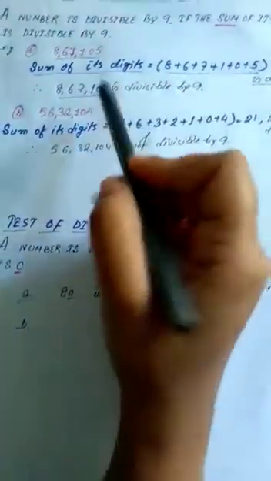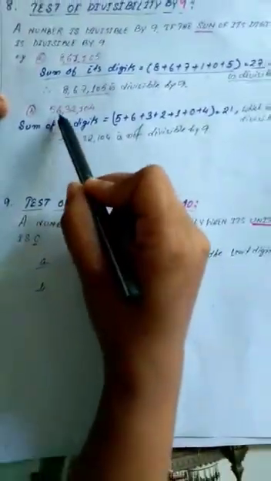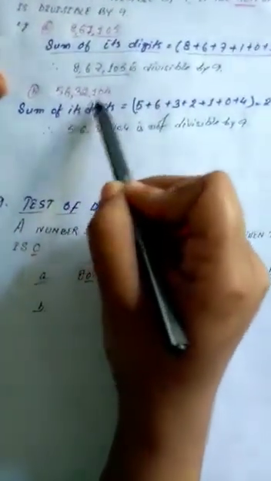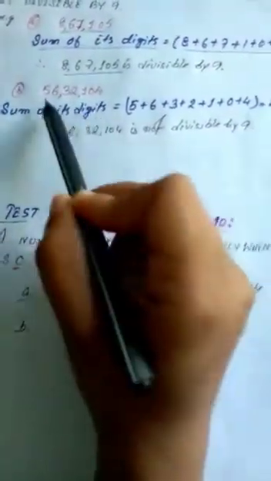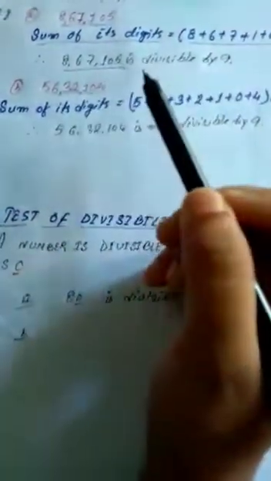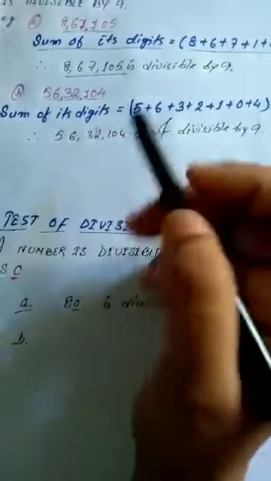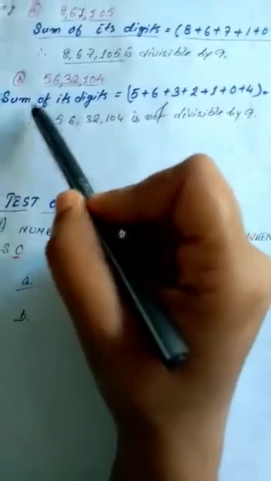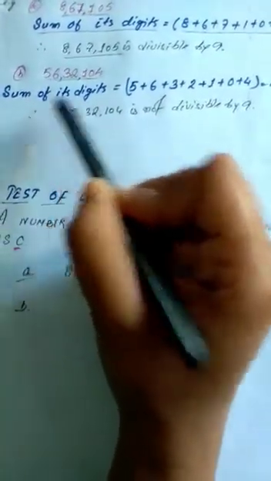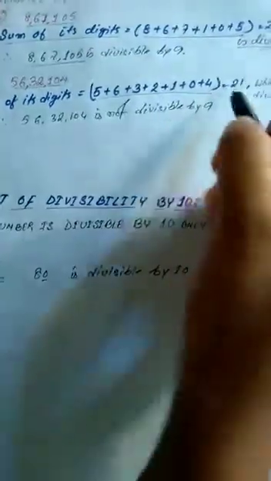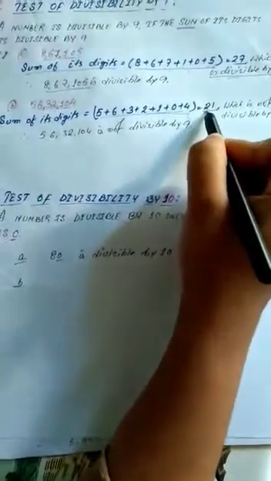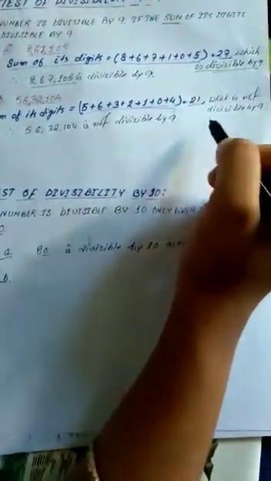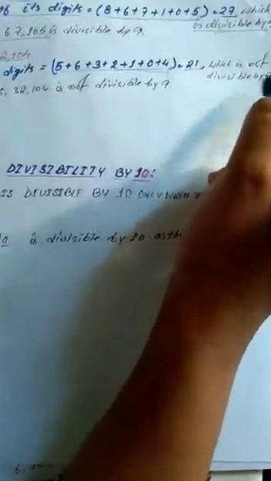Alright, in the same way we will see another example, that is 56 lakh 32,104. It's a large number, but without division how can we check it easily and quickly? So these are the rules, you have to know them. Listen very carefully. In the same way we will find the sum of its digits. We get 21. Which is not divisible by 9, as 21 is not a multiple of 9. That means the whole number is not divisible by 9.